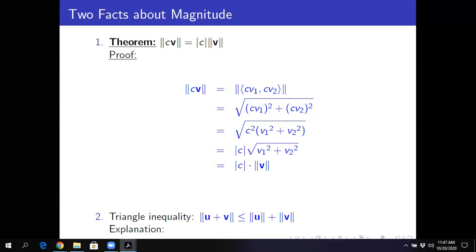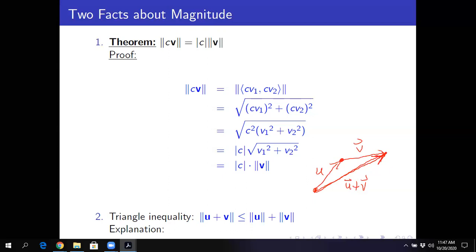The so-called triangle inequality. I already gave the explanation, but let me redraw the picture. So if this is U, and then I draw V emanating from the terminal point of U, here's V, then U plus V is this vector right there. And of course, the distance along the U plus V side of that triangle is shorter than the sum of the lengths going along U and V, yes?